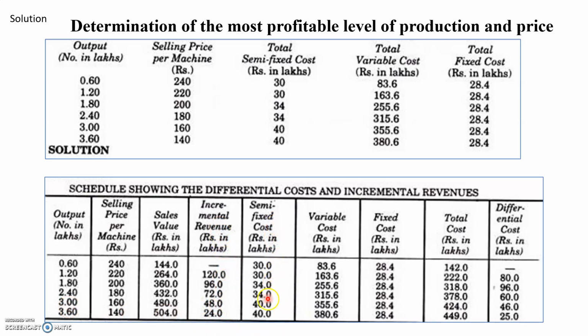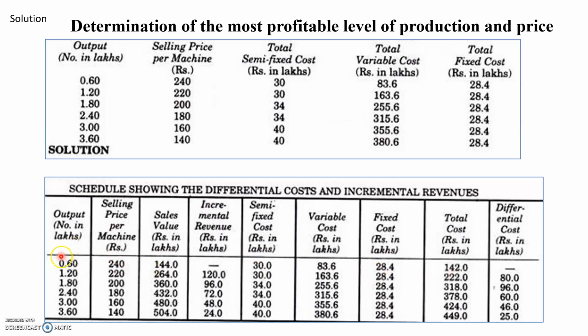Then semi-fixed cost, as given in the table. Then variable cost, also as given in the table. Then fixed cost, also given here. Then the total cost: semi-fixed plus variable plus fixed costs. Total 1,42,000. So at the output level of 60,000 units, the total cost is 1,42,000.